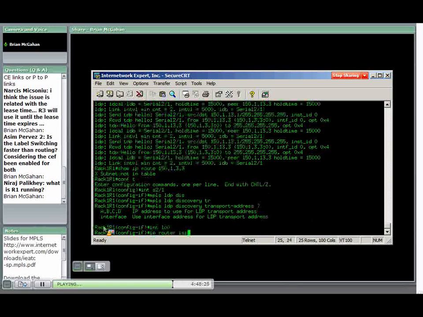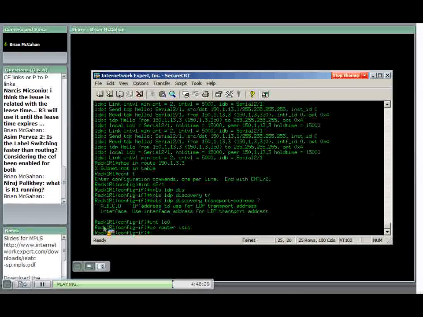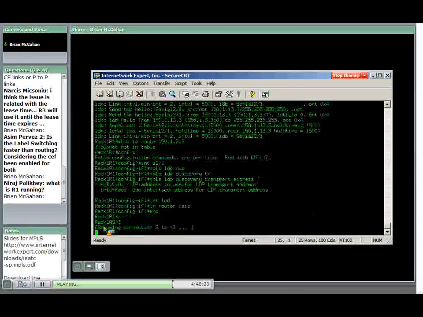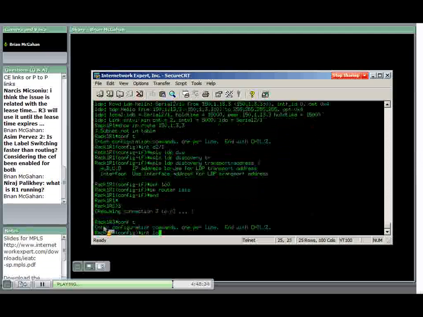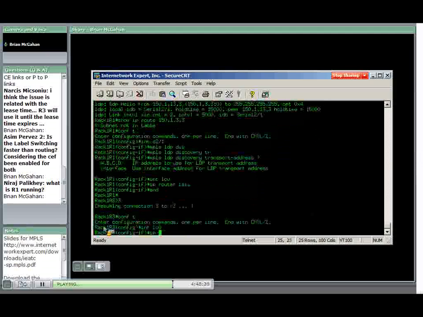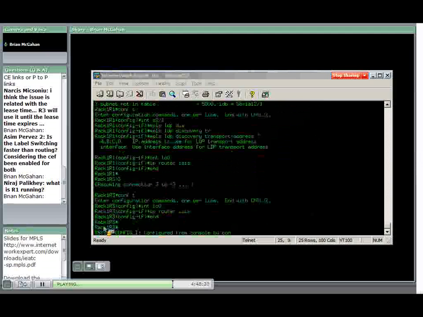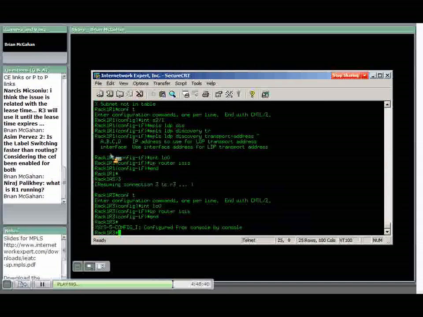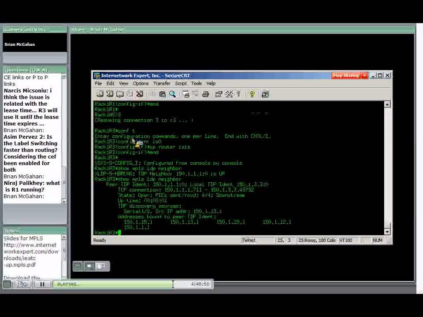We could go to the interface here and say, on serial 2.1, that the MPLS LDP discovery transport address is something different. So this is basically like the update-source command in BGP. Where am I going to source those updates from?